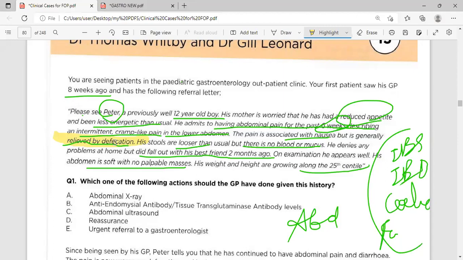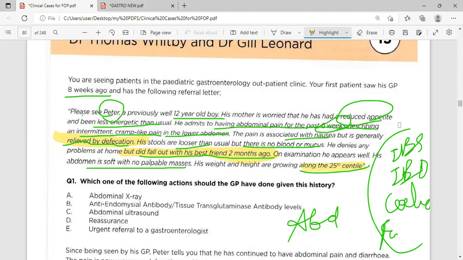Okay. Another important history is that he said no problems at home, but he had a history of falling out with his best friend. That means some breakup with his best friend. They're not talking for 2 months. So there is some emotionally stressful situation. And as one of the doctors said, he's growing well apart from this.